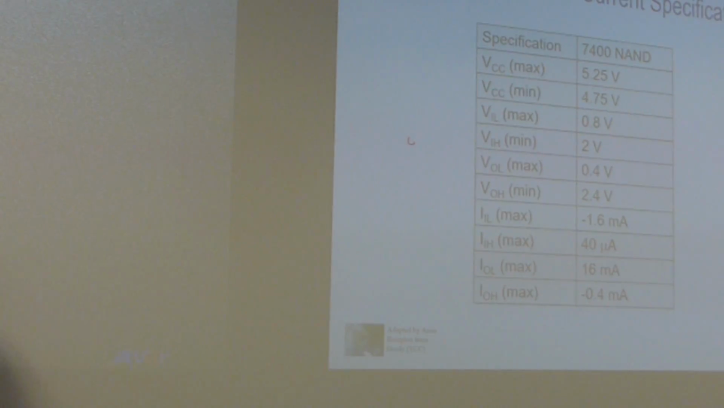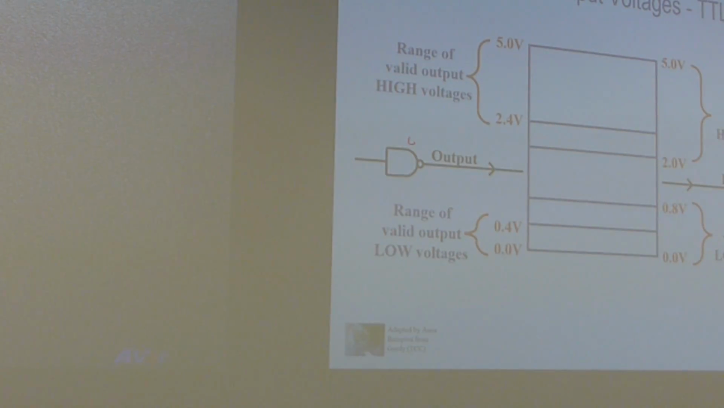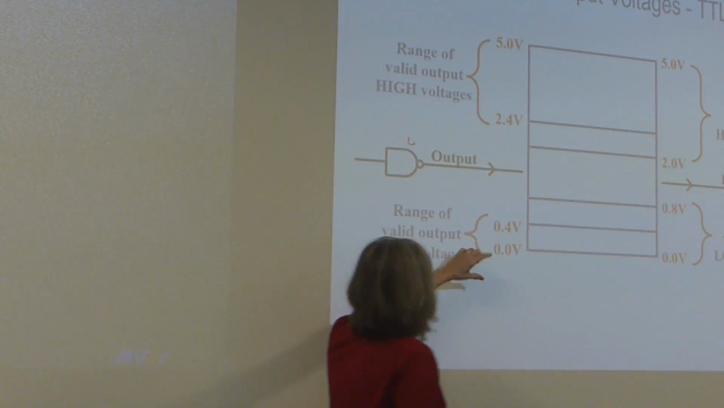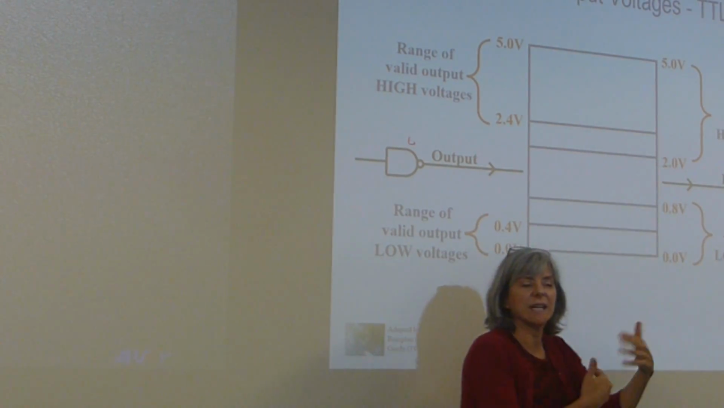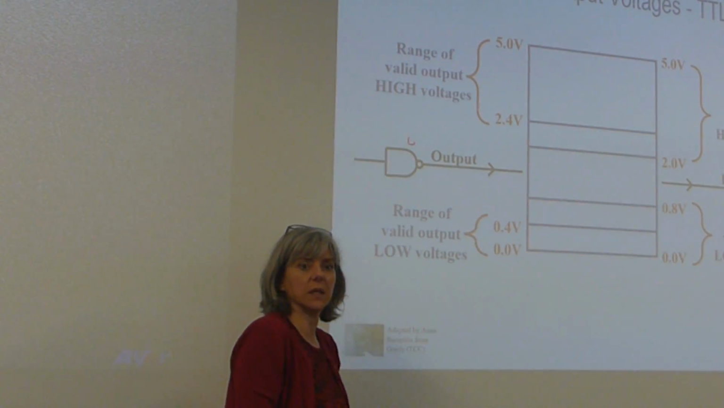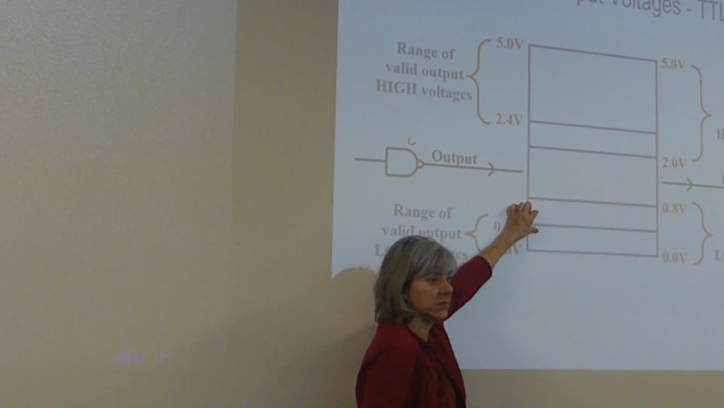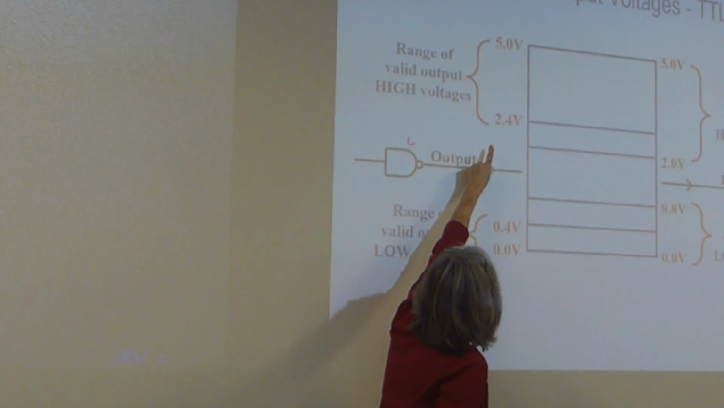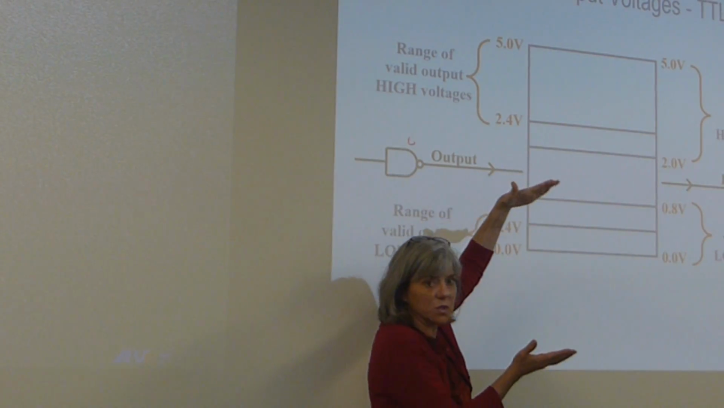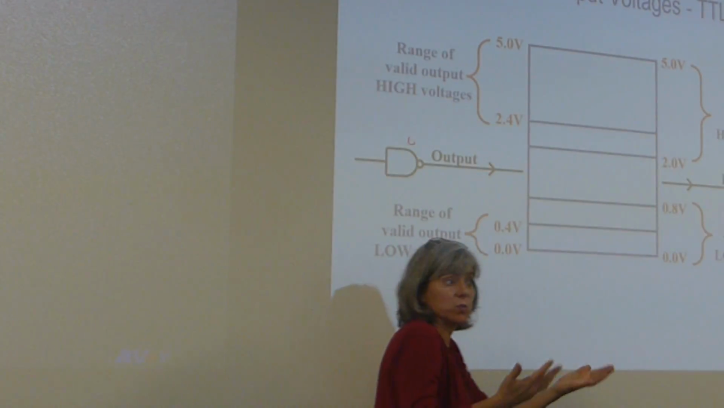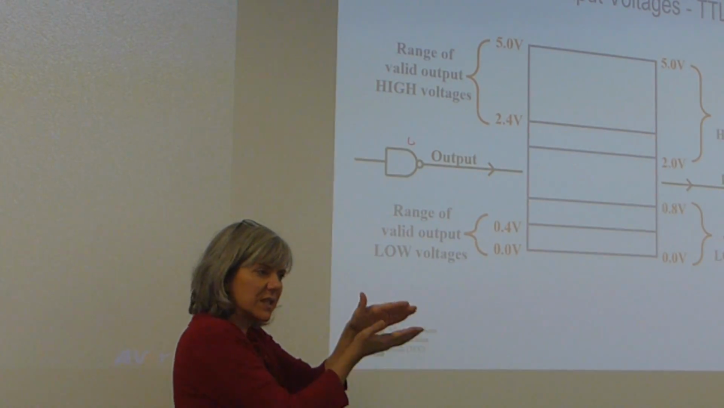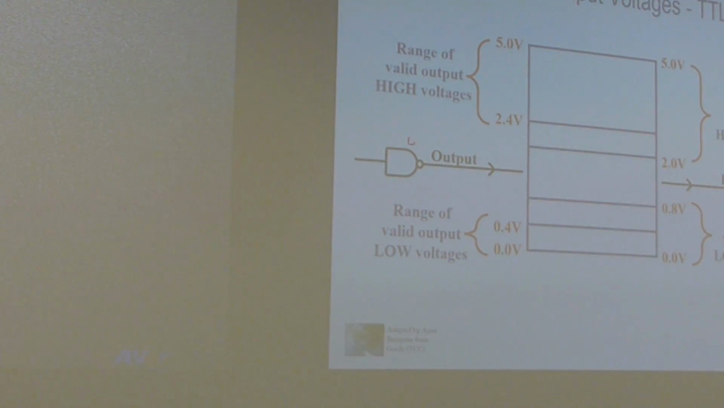So let's look at this graphically. Here we're saying that we're going to output 0 to 0.4, but anything as high as 0.8 is going to count on the next gate as being a low. That's good, it gives us a little buffer. And same thing down here. We're going to output between 2.4 and 5, but anything as low as 2.0 is going to count as a high. So it gives us a little bit of noise margin.